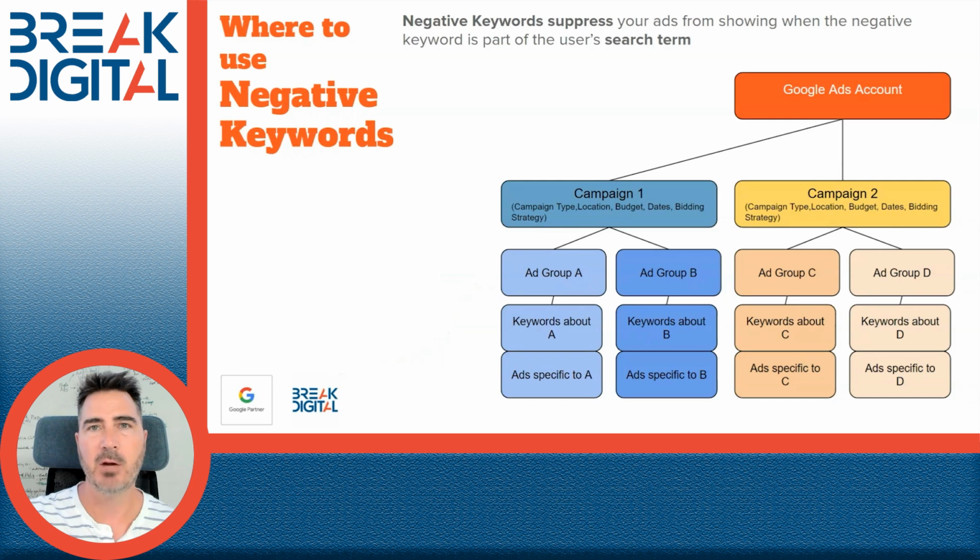So this diagram here represents your Google Ads account overall. So we have an ad account. You can have one or more campaigns within that Google Ads account. Typically, this would be because location is set at the campaign level. So you might have an East Coast campaign and a West Coast campaign or something like that. Budget is also set here.